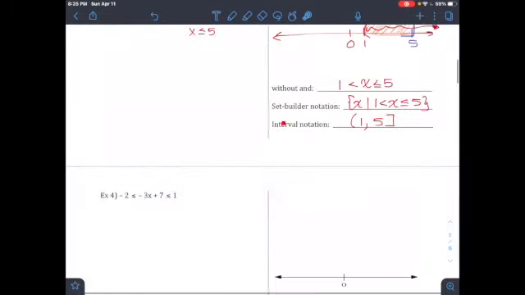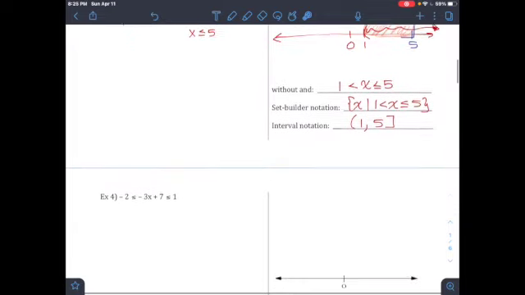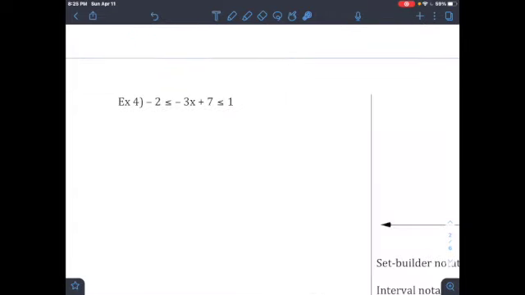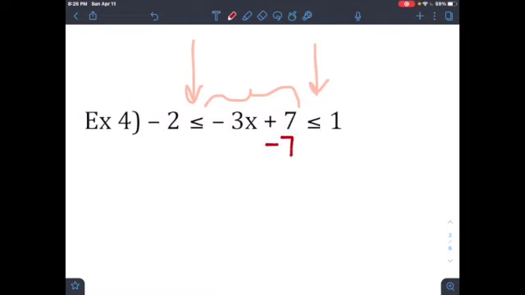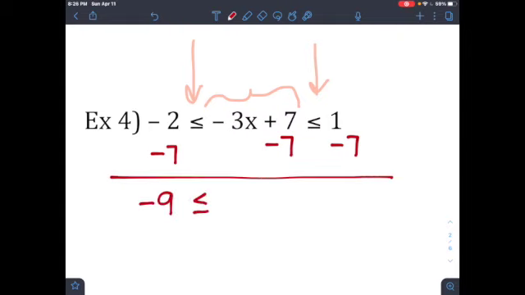Example number 4 is a little different now. Example number 4 doesn't have an "and" in the middle because they combined them already for you. We are going to think about this as 3 different parts all in 1. We are always going to look at the middle one because the x is there: negative 3x plus 7. If I'm just solving a basic equation, I need to get the x by itself. I'm going to minus 7, and I'm going to minus 7 on the other sides of the inequality signs to balance it. So I got negative 9 less than or equal to negative 3x, less than or equal to negative 6.